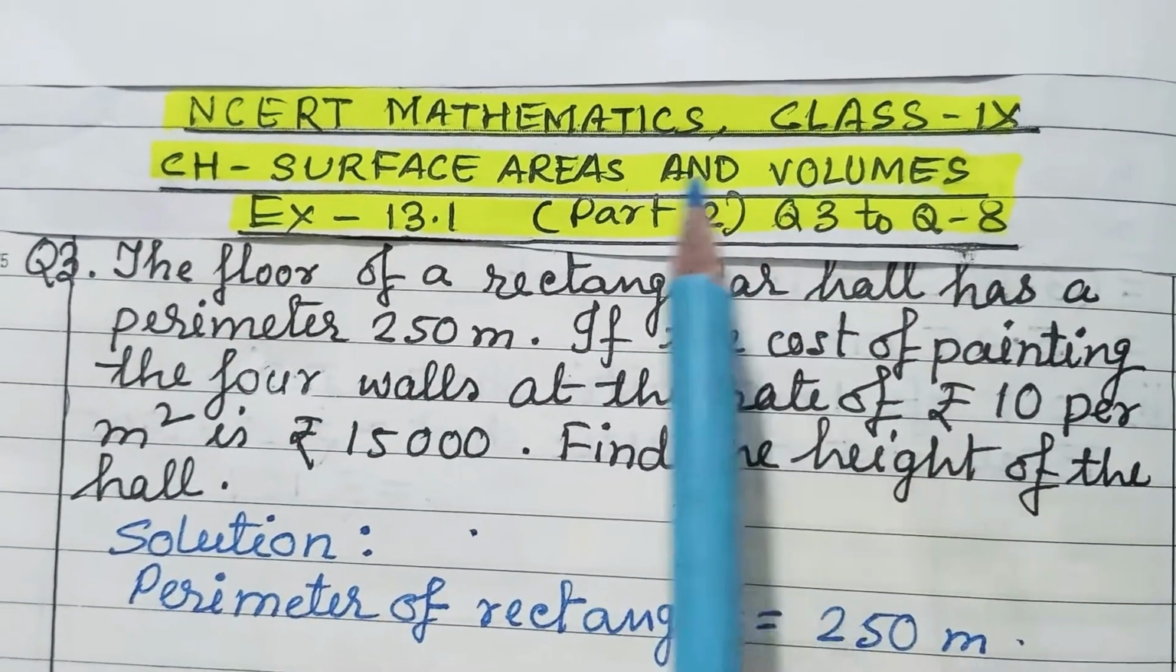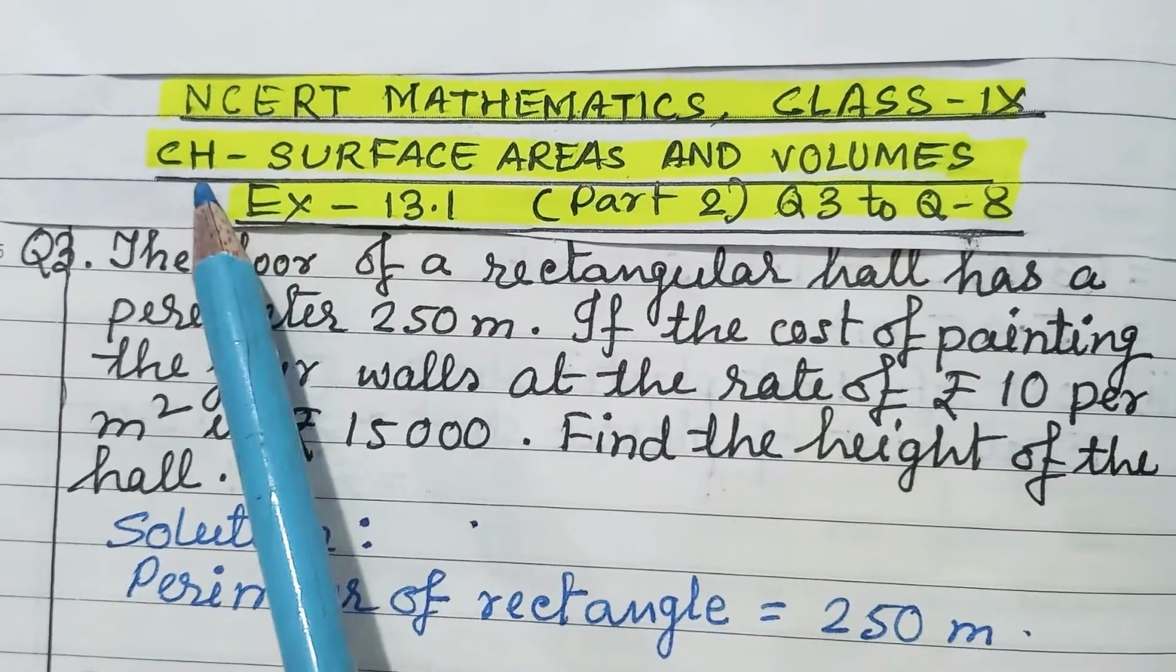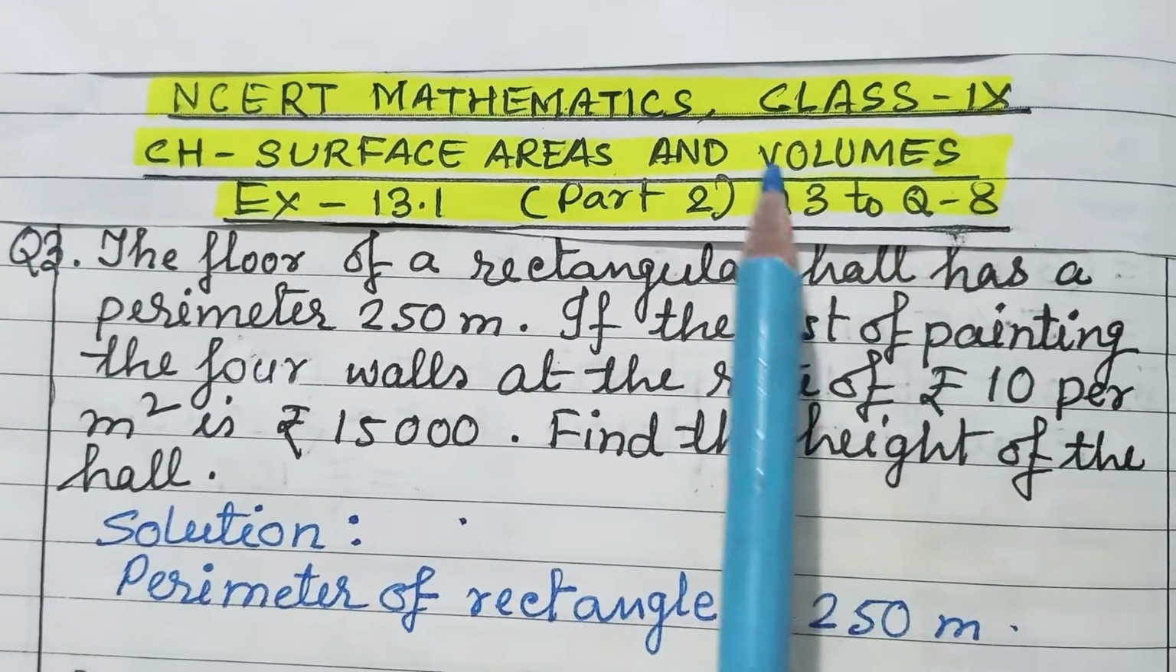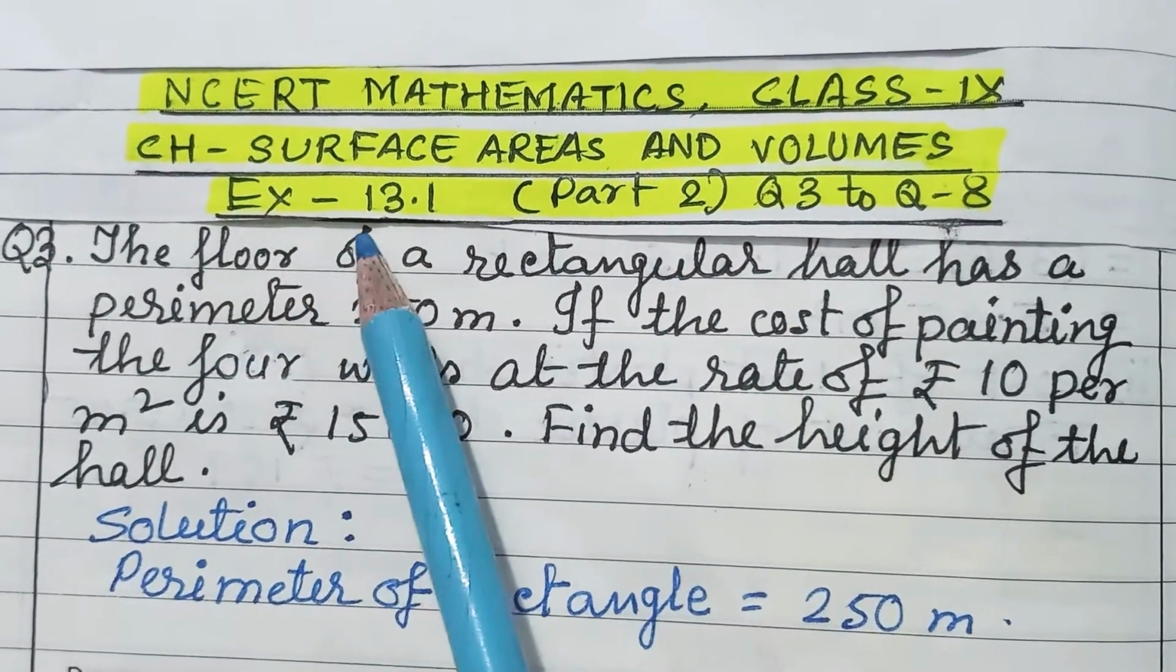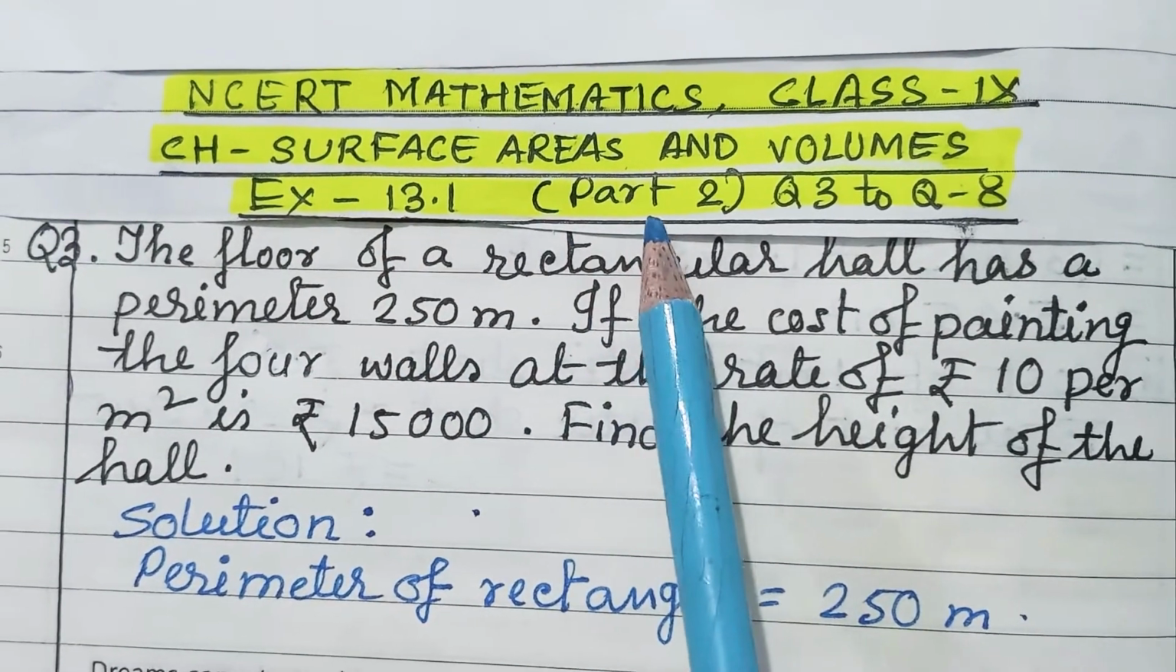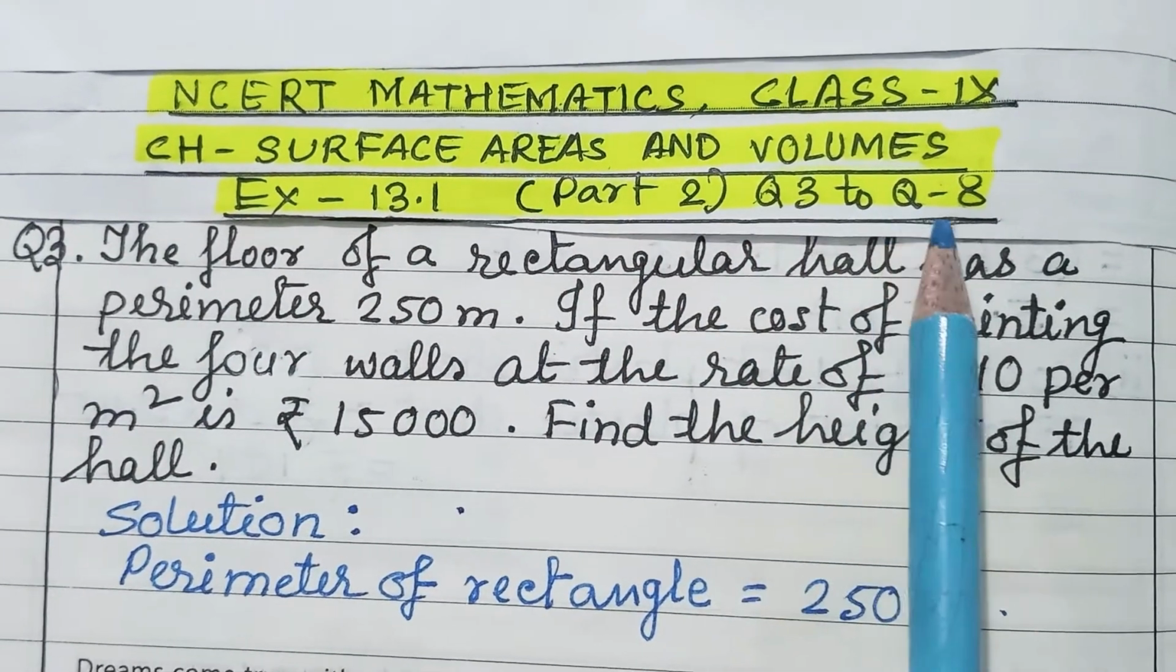Hello everybody. Let's start today's class again. It is the chapter Surface Areas and Volumes. Exercise 13.1 part 2. In part 2 I will explain question number 3 to question number 8.